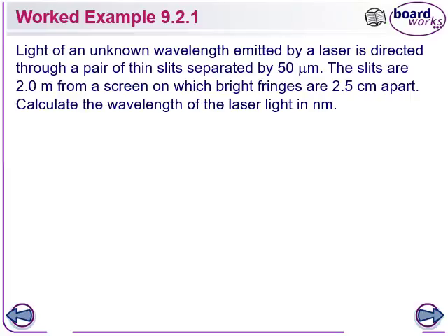Okay, so like any physics problem, we write down what we know, we write down what we want to know. So what do we know? We know delta x. We know our fringe spacing is 2.5 centimeters, or that would be 0.025 meters. We know our fringe spacing.